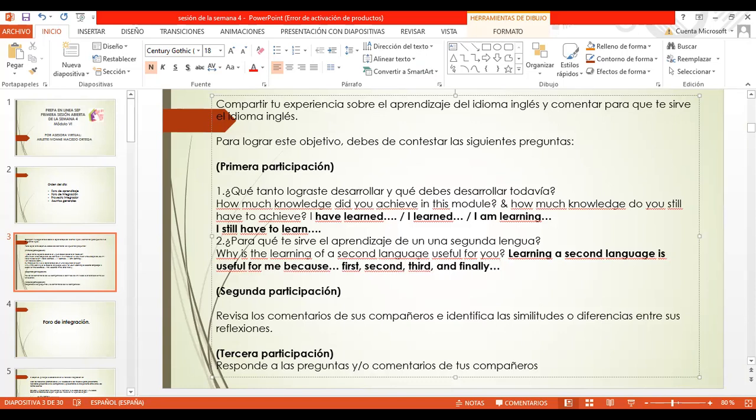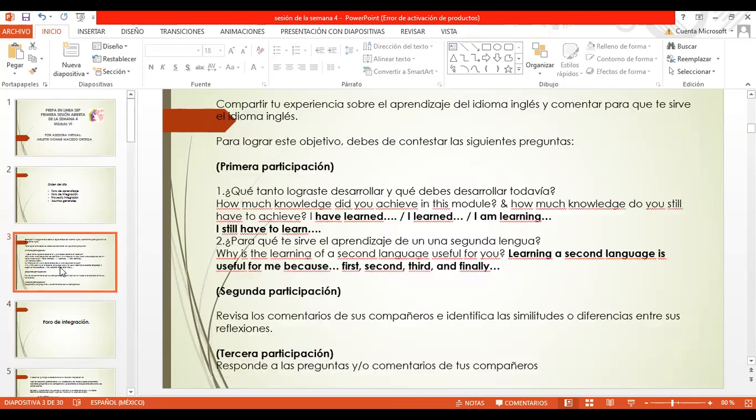podrías decir, learning a second language is useful for me. First, because it helps me to meet new people. Second, because if I learn a second language, I can have better job opportunities. Third, learning a second language allows me to travel to other countries. And finally, y ustedes me pueden dar una razón. Entonces, de esta manera podrían enlistar sus respuestas. No es necesario que escriban mucho, pero lo más preciso y lo más conciso que ustedes puedan.